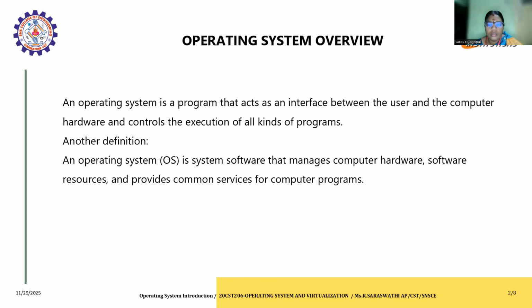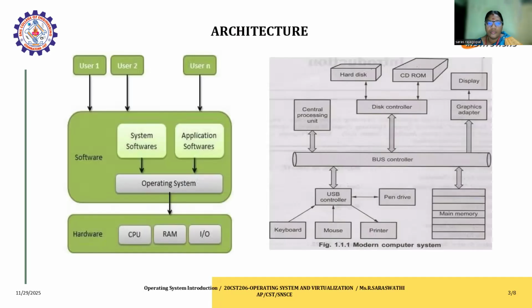Today, we are going to discuss the topic Introduction to OS. The OS acts as the interface between the user and the computer hardware, and it controls the execution of all kinds of programs. The OS is a system software that manages computer hardware resources and software resources, and it provides common services for computer programs. This is the OS architecture.